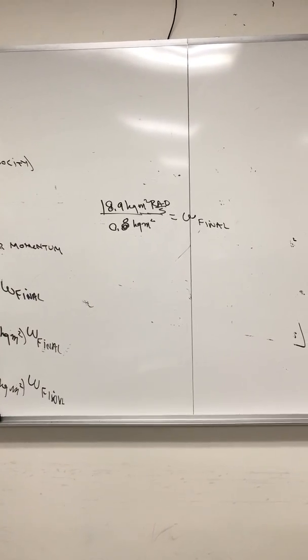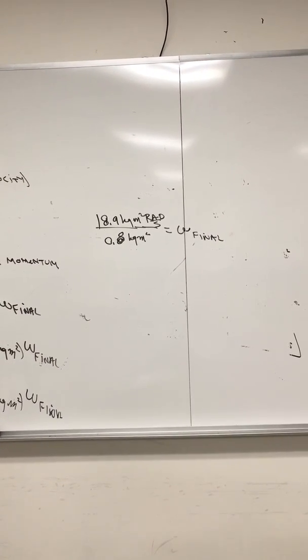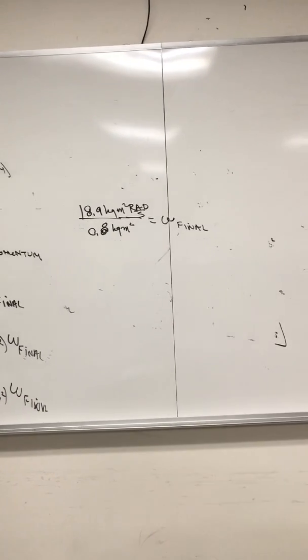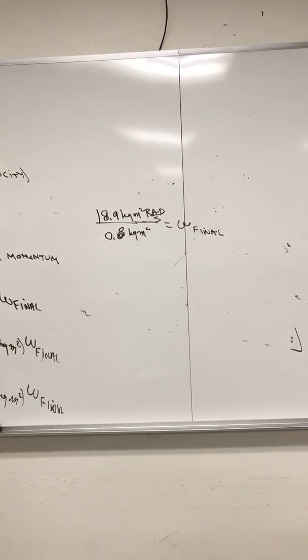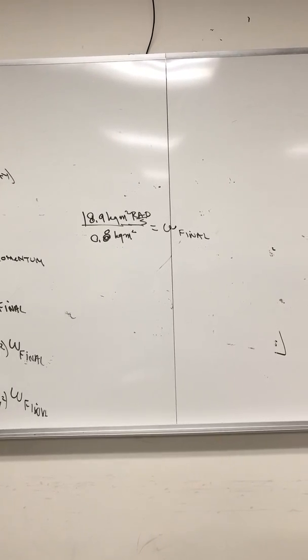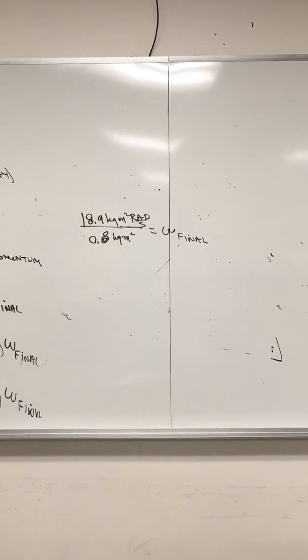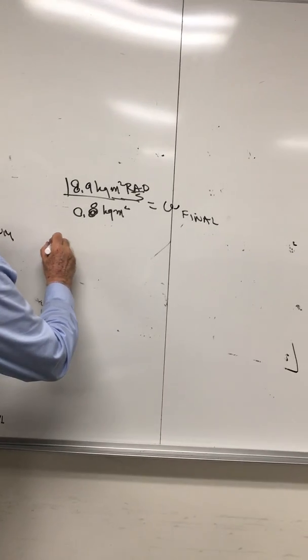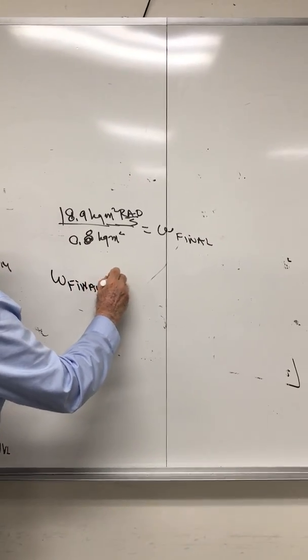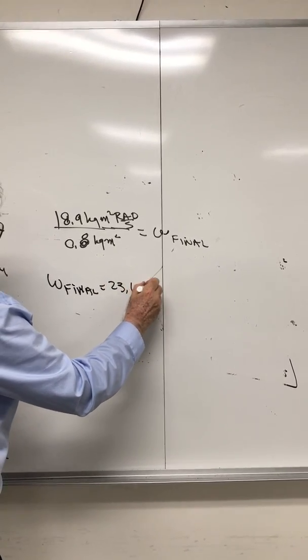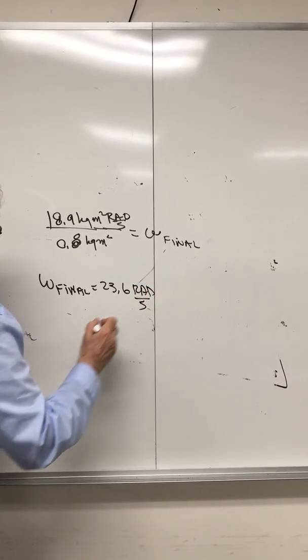So 18.9 divided by 0.8, and that comes out to about 23.6. And so the final angular velocity is 23.6 radians per second. And that's the end.